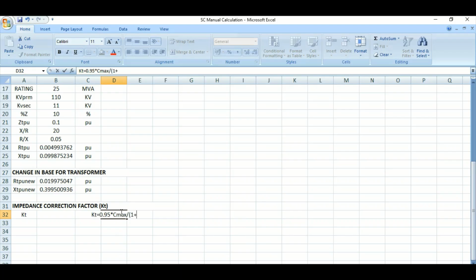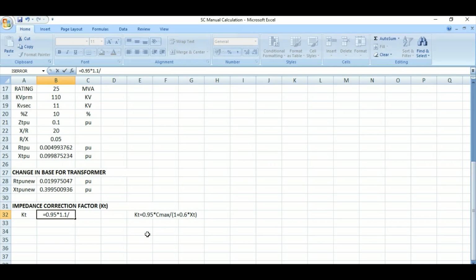1 plus 0.6 into X trafo, XT, right? So this is the formula to find out the value of KT. So KT equals 0.95 multiplied by C max. C max value is 1.1 as per IEC. This is as per the IEC formula, C max.